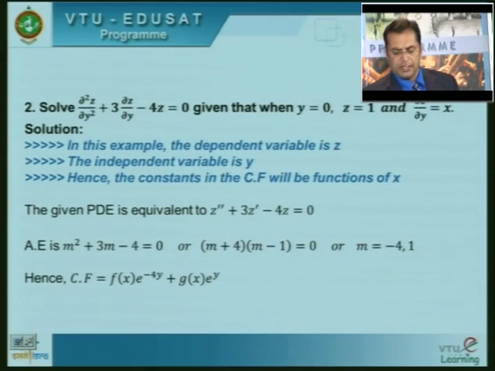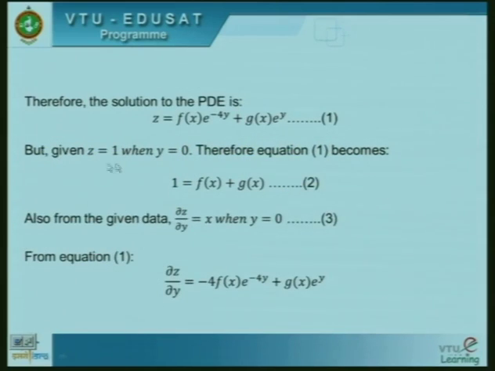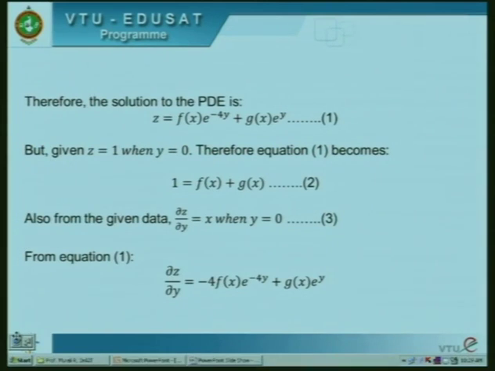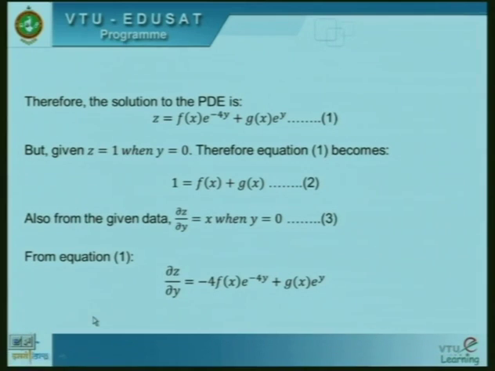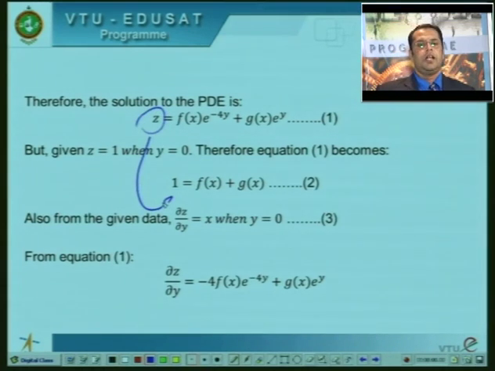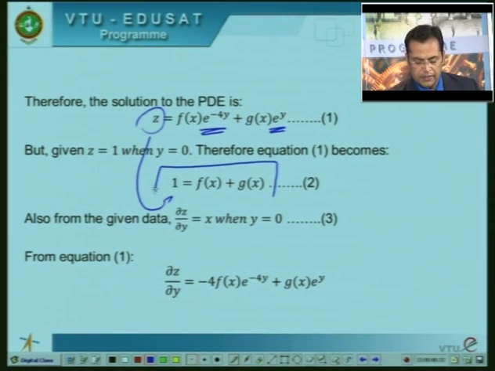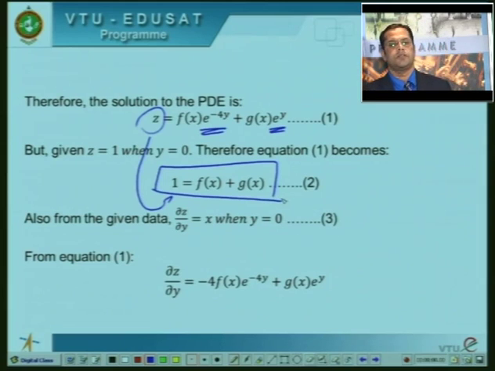Let us apply the first condition. Observe here, when y is 0, z is 1. So, given z equal to 1 when y equal to 0, apply this condition above. So, what do you get? In place of z in the LHS, you have 1, and in place of y you have 0. So, here e power 0 is 1, the second e power 0 is also equal to 1. So, you get 1 equal to f of x plus g of x.